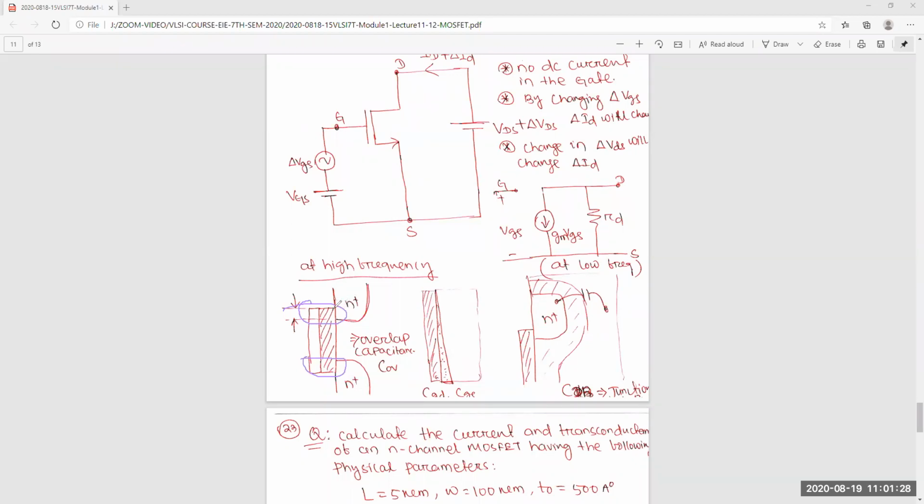It depends upon how much area is covered. It's one time: after fabrication it will be the same, whatever operation you do. So remember, this oxide overlap capacitance is linear and will not change with voltage. Next is the channel capacitance. Though it's a polysilicon or metal gate, there is some channel capacitance from this point to this point.